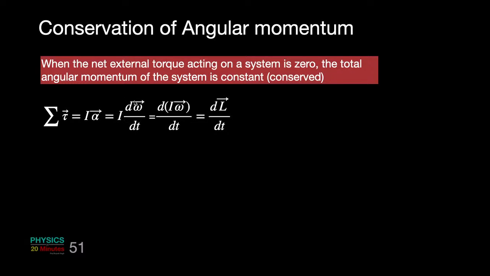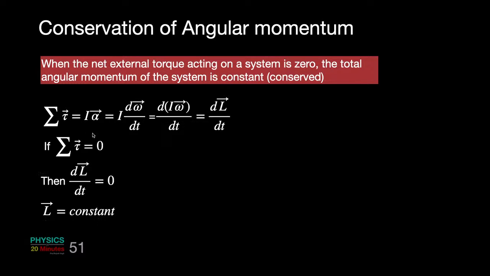I can take I inside, so it will become d by dt of I omega. But I omega is nothing but the angular momentum vector L for the rigid body we have just seen. So the net torque acting on the body can be written as dL by dt, again for the rigid body as well. Now if the external torque acting on the system is zero, then dL by dt is 0, and that means L is constant. So this is the statement.